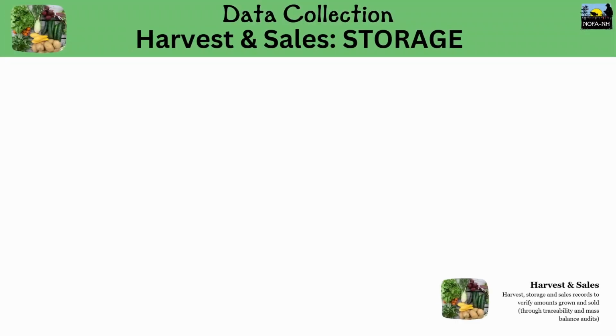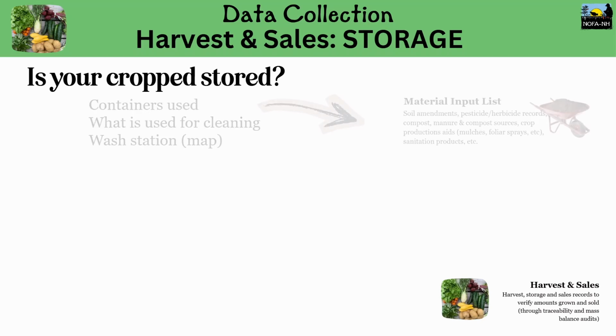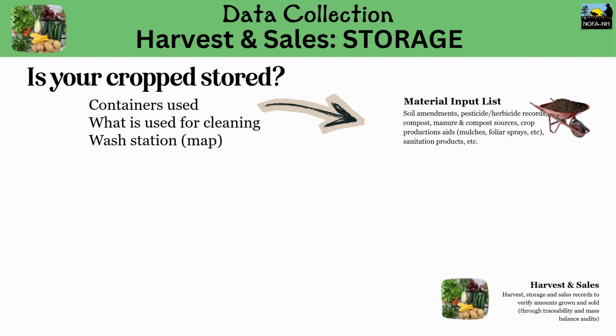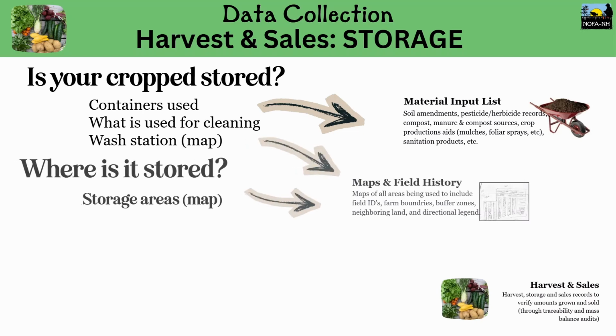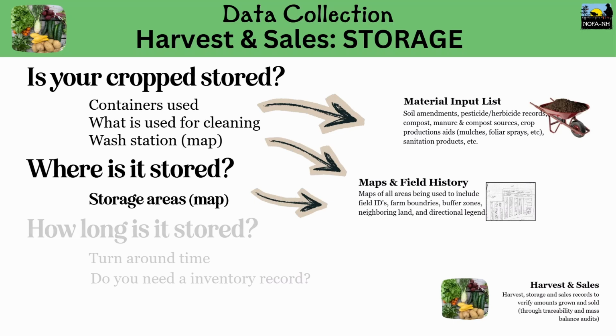Now, let's talk about data collecting concerning storage. Consider these questions. Is your crop stored? If so, where is it stored? And what are you storing it for? The storage of your crop will include several records covered previously in this video. Your materials list should have what containers are used for harvest, transport, and sales, what cleaner or sanitizer you use at your wash pack station. Storage and wash areas should appear on your farm maps.